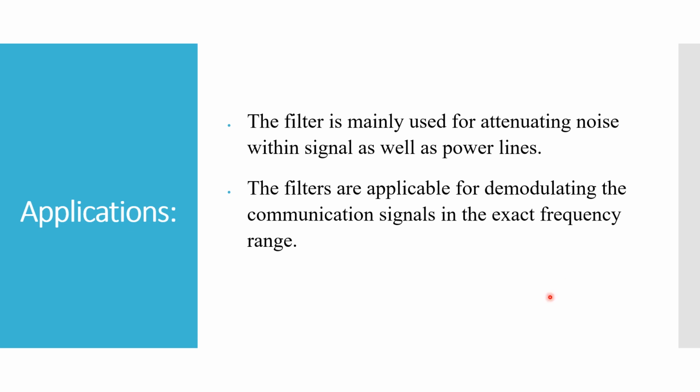So let us see some of the applications of filters. Filters are used for attenuating noise within the signal as well as power lines. Whatever noise is formed in the signal, that can be reduced in power lines. When there is any kind of noise, that can be reduced by using filters. These filters are applicable for demodulating the communication signals in the exact frequency range.